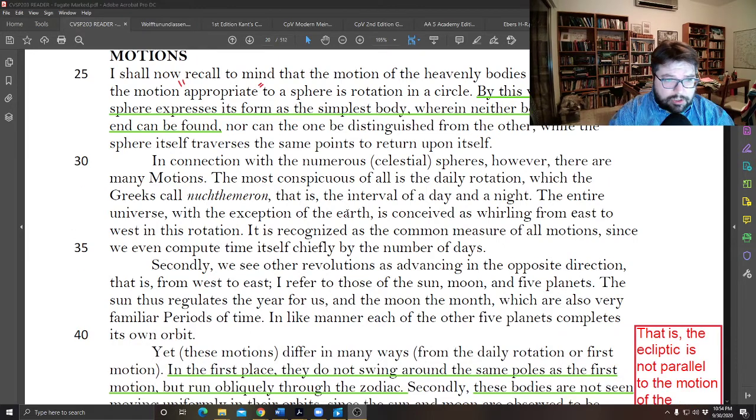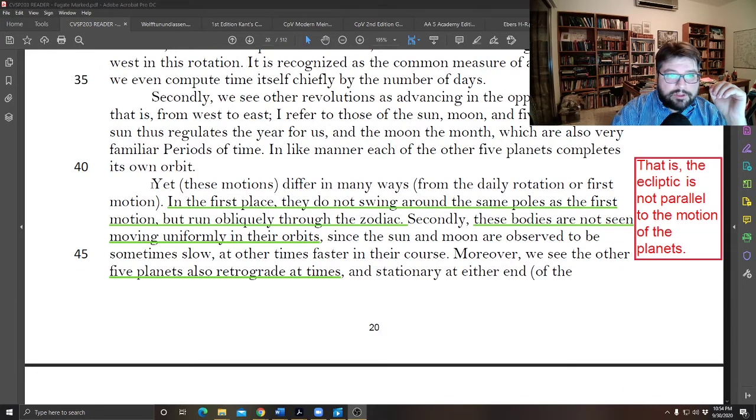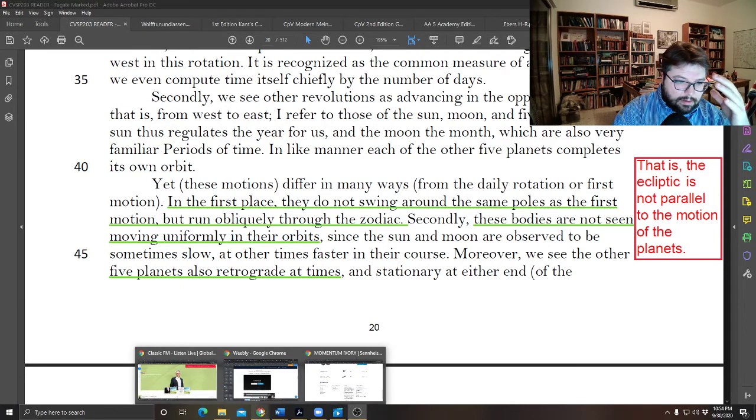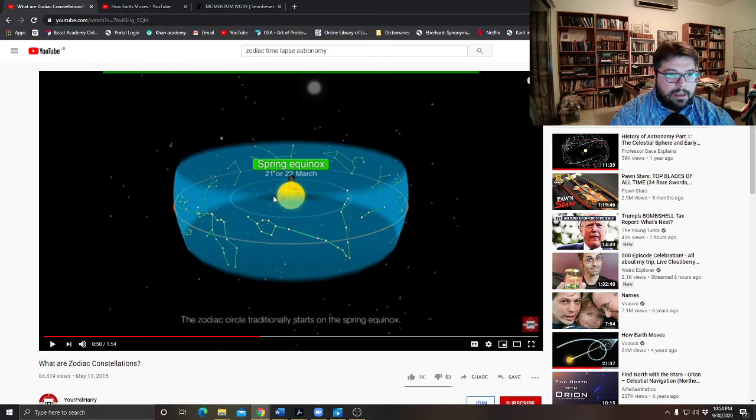So he talks about the various circular motions that are found. He says here, "In the first place," so although these are all circles, there are various different irregularities in those circles, right? "In the first place, they, meaning the planets, do not swing around the same poles as the first motion, but run obliquely through the zodiac." The zodiac, of course, is that circle of, let me find an example of the zodiac to show you. Here we go. So remember, the zodiac is this set of constellations that is essentially oriented around what's called the ecliptic. The ecliptic is that circle in which the sun and the planets move, relative to us.